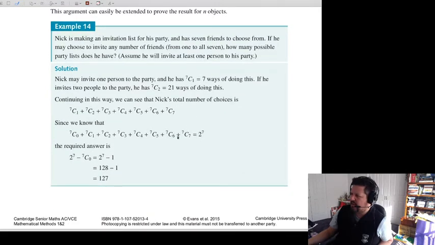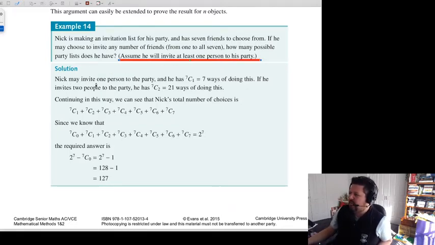Let's have a look at this last example. Nick's having a party. Now, he has 7 friends to choose from. It says here, if he may choose to invite any number of friends, that is from 1 to all 7, how many party lists is he going to have? Note, it's assuming he's having a party with at least one person. He's not having a party by himself, okay? Good to note that one there.